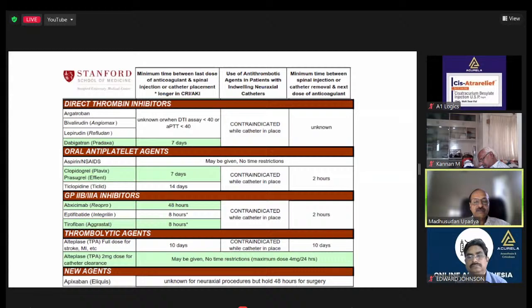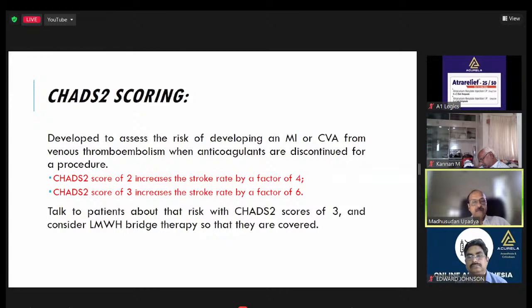Apixaban, one of the new agents, is unknown for neuraxial procedures, but you hold for about 48 hours, and then you do the central neuraxial blockades or the surgery. Finally, a bit on the CHADS2 scoring.